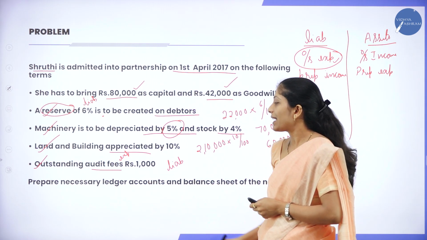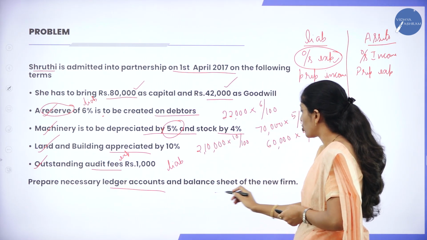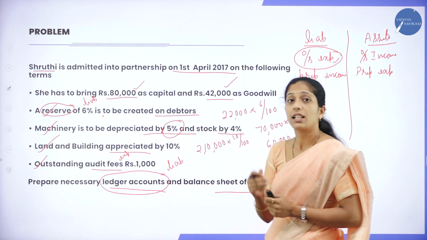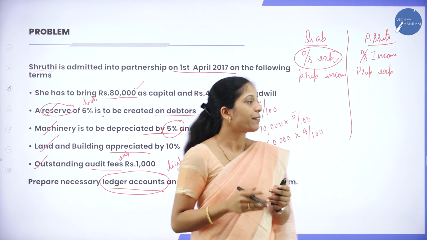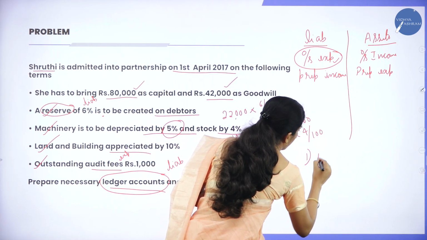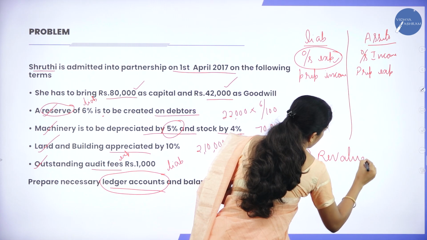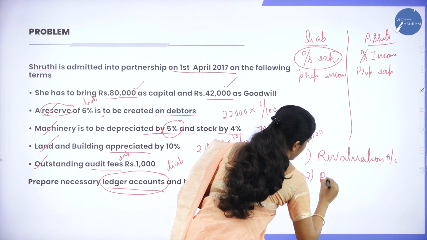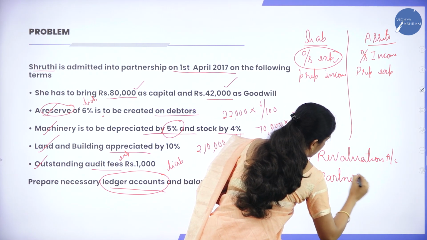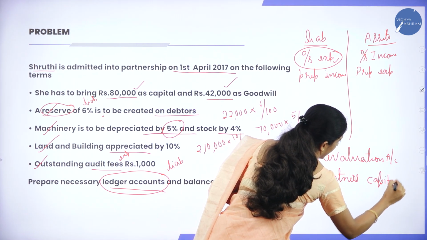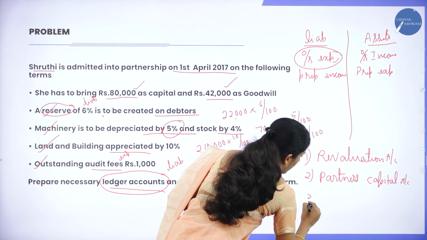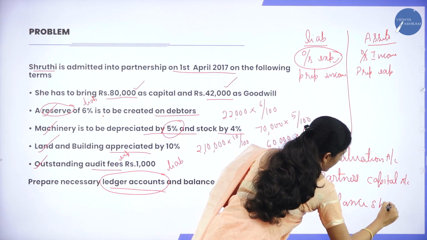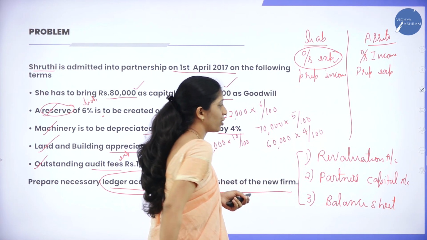What they have asked: prepare necessary ledger accounts and balance sheet of the new firm. So which are the 2 ledger accounts we have to prepare? The first one is revaluation account. And the next one is partners capital account. And they have asked us to prepare the balance sheet. So this much we have to prepare in the solution.